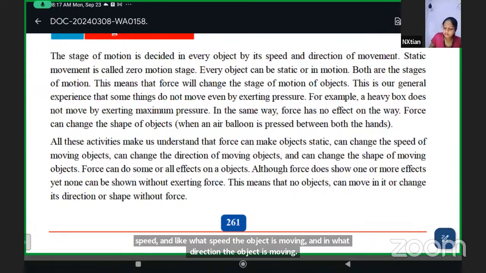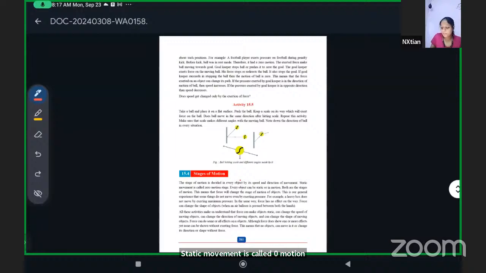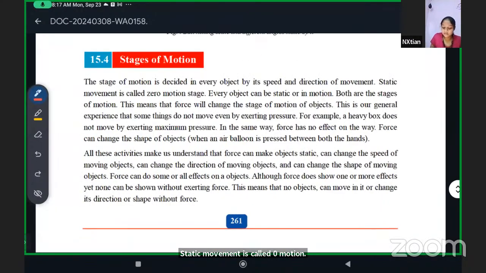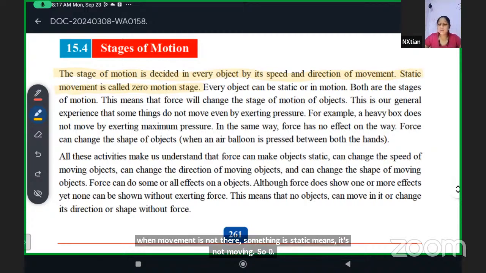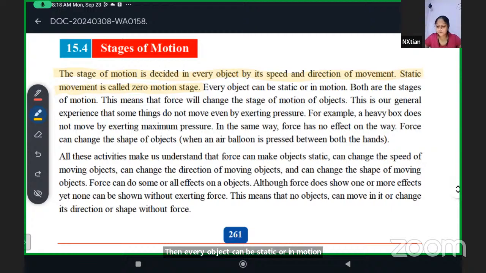Static movement is called the zero motion stage. Why? Because in static movement, no movement is taking place, so it is known as the zero motion stage. Motion happens only when movement is happening. When something is static, it's not moving, so it is zero motion. Every object can be static or in motion. Both are stages of motion.